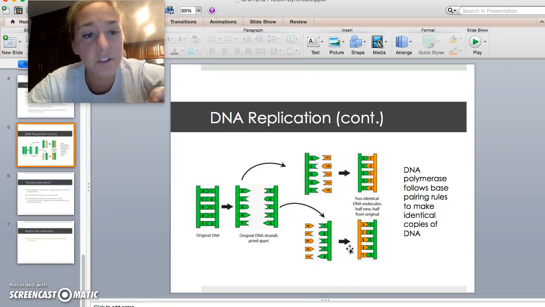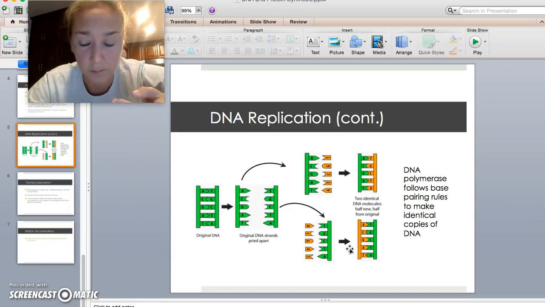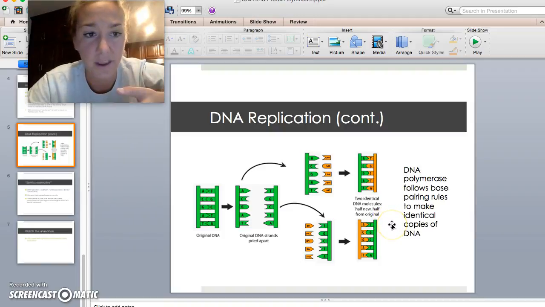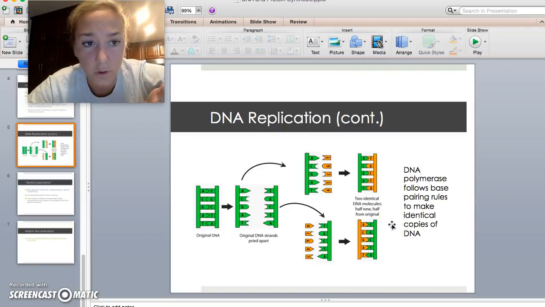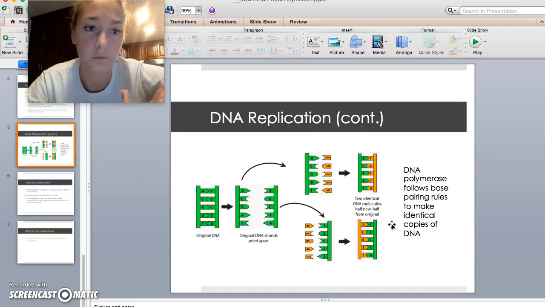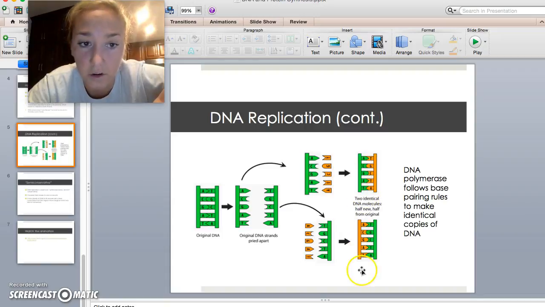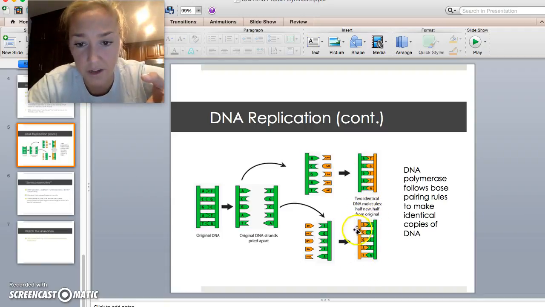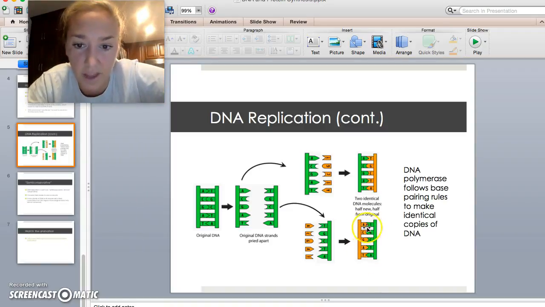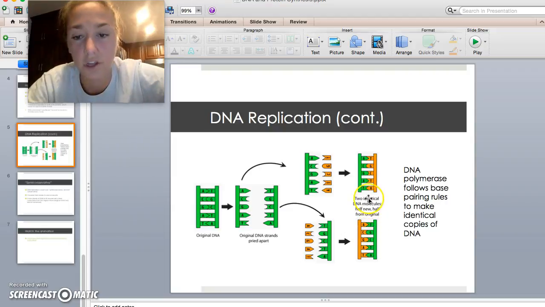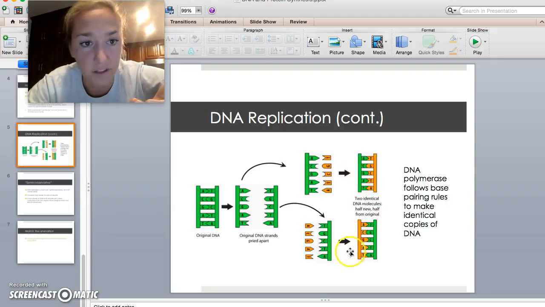The reason why this works and why there's two exact replicas is because DNA polymerase follows these base pairing rules. So A's are always going to go with T's and C's always go with G's. In doing that, we ensure that the two copies at the end are identical. Because every time you add a new strand, it's going to be complementary. And there's no possible way, like you're not going to have a random N here. It's always going to be A with T, C with G. So you always have the same exact copy at the very end.